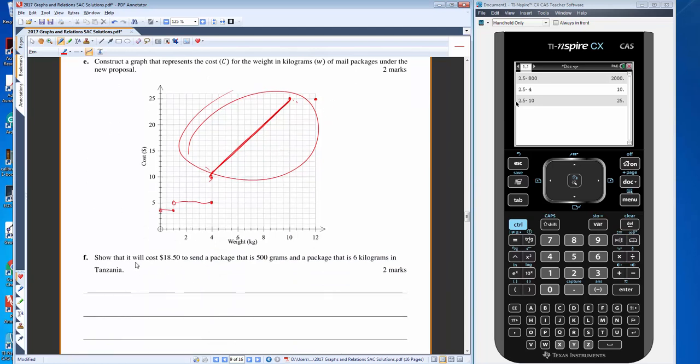Okay, so show that it will cost $18.50 to send a package that's 500 grams, which is 0.5 kg, and 6 kilograms in Tanzania. Okay, so according to the graph, 500 grams fits into this slot here, which was $3.50, plus 6 kilos is in this range here. So 6 kilos would be $15, but we're going to show that, so we're just going to say that it is $2.50 times 6, which is $18.50. So that was good enough for the show that.